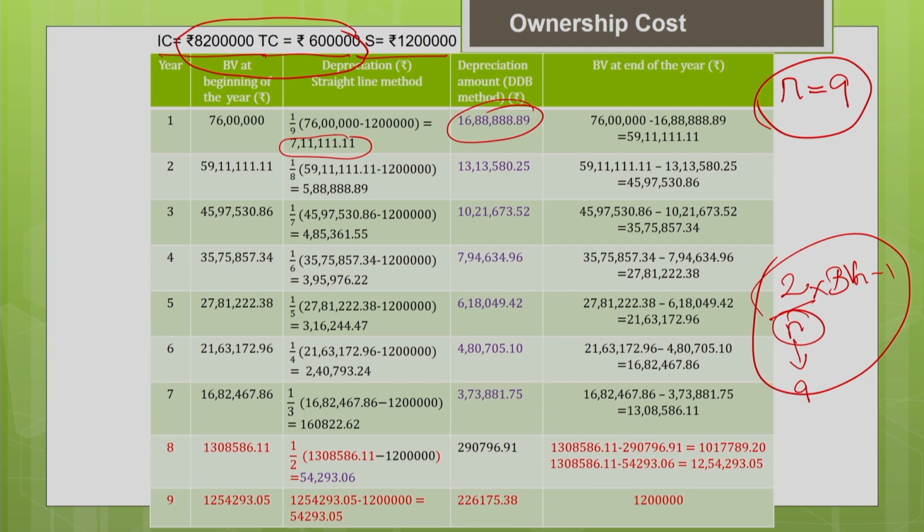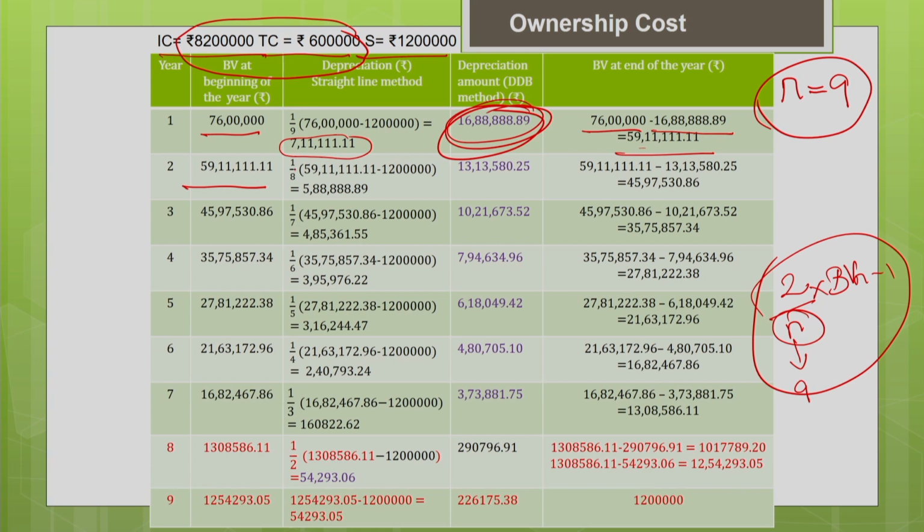Now the book value at the beginning of the year is 76 lakh, and whichever depreciation is higher, compare straight line method and DDB. Obviously the DDB method depreciation is higher, so you are going to use this for the book value estimation. So your book value at the end of year is 59 lakh 11,111.11. This book value at the end of this year becomes the book value at the beginning of the next year. The same way, calculate the straight line depreciation.